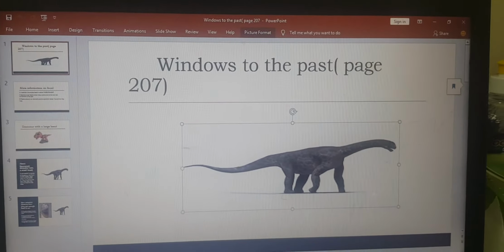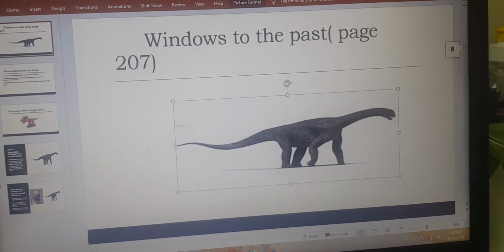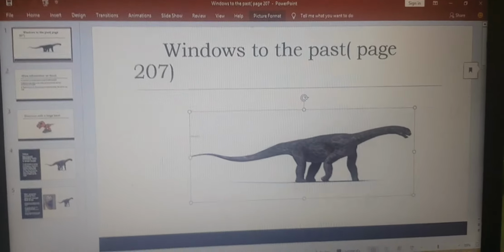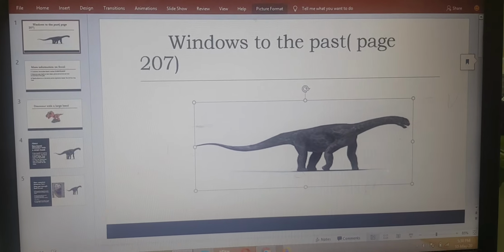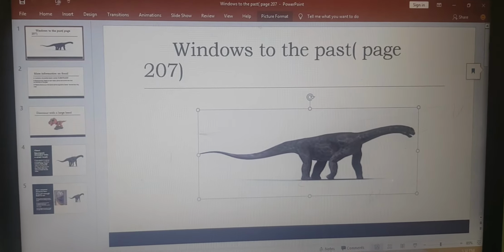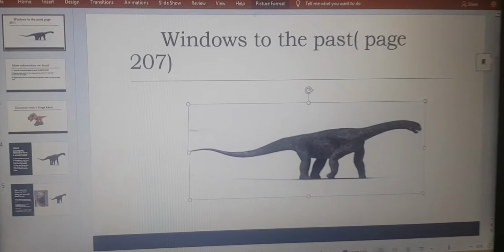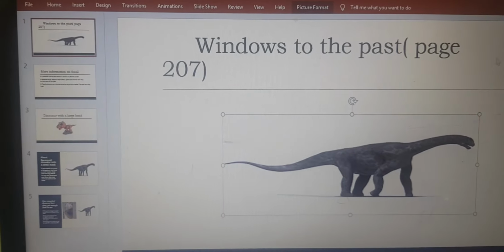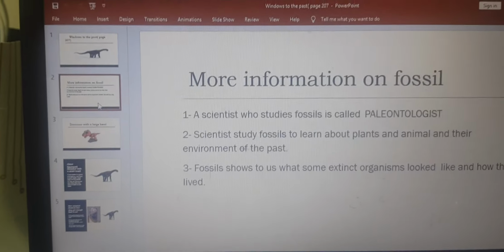Hope you're fine. So let's talk about Windows to the Past on page 207. Looking at the past, what happened about the fossil? Who started the fossil? What does the fossil mean? This is a window looking at the past to have some information about the fossil. Now let's look at some information that we need to know about the fossil and about who studied the fossil.